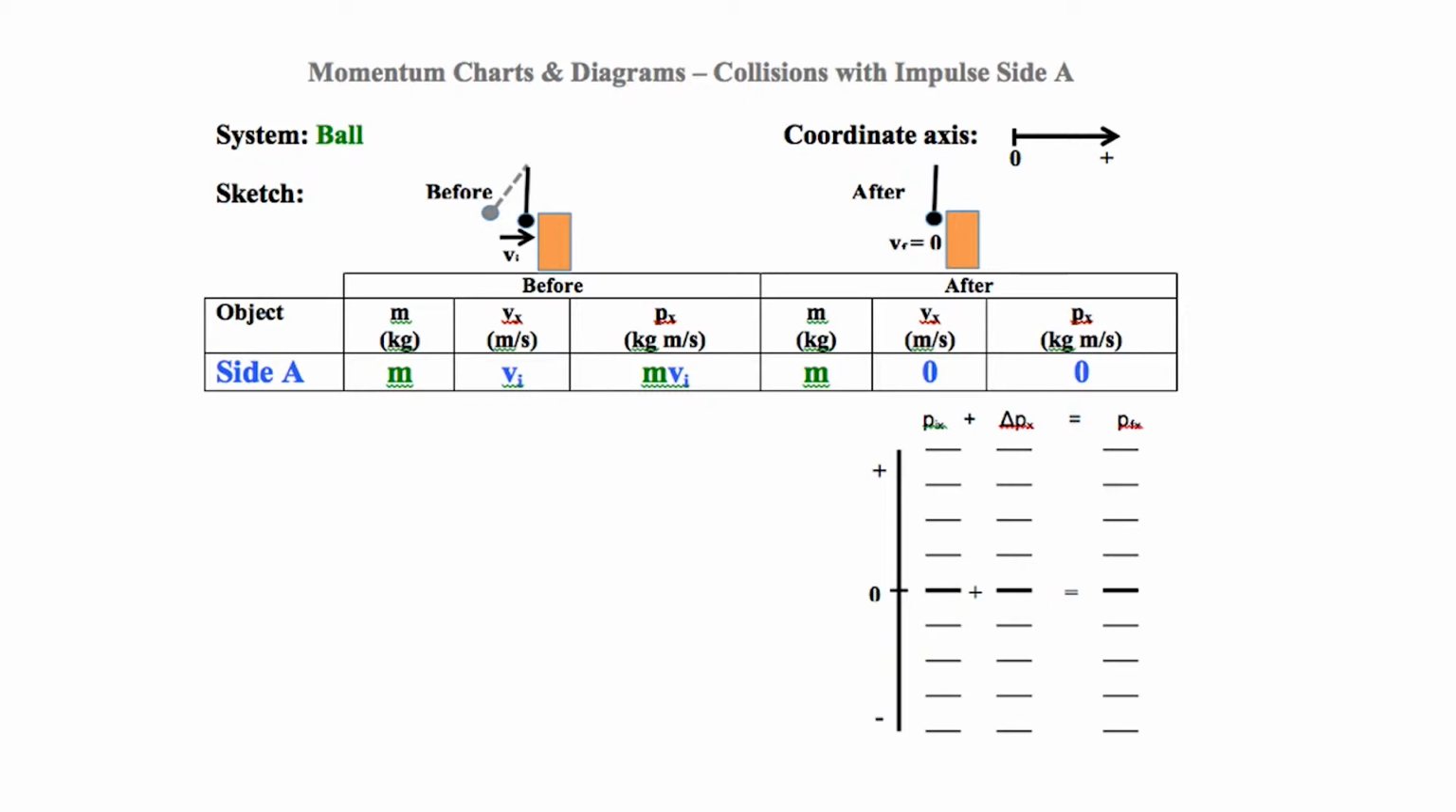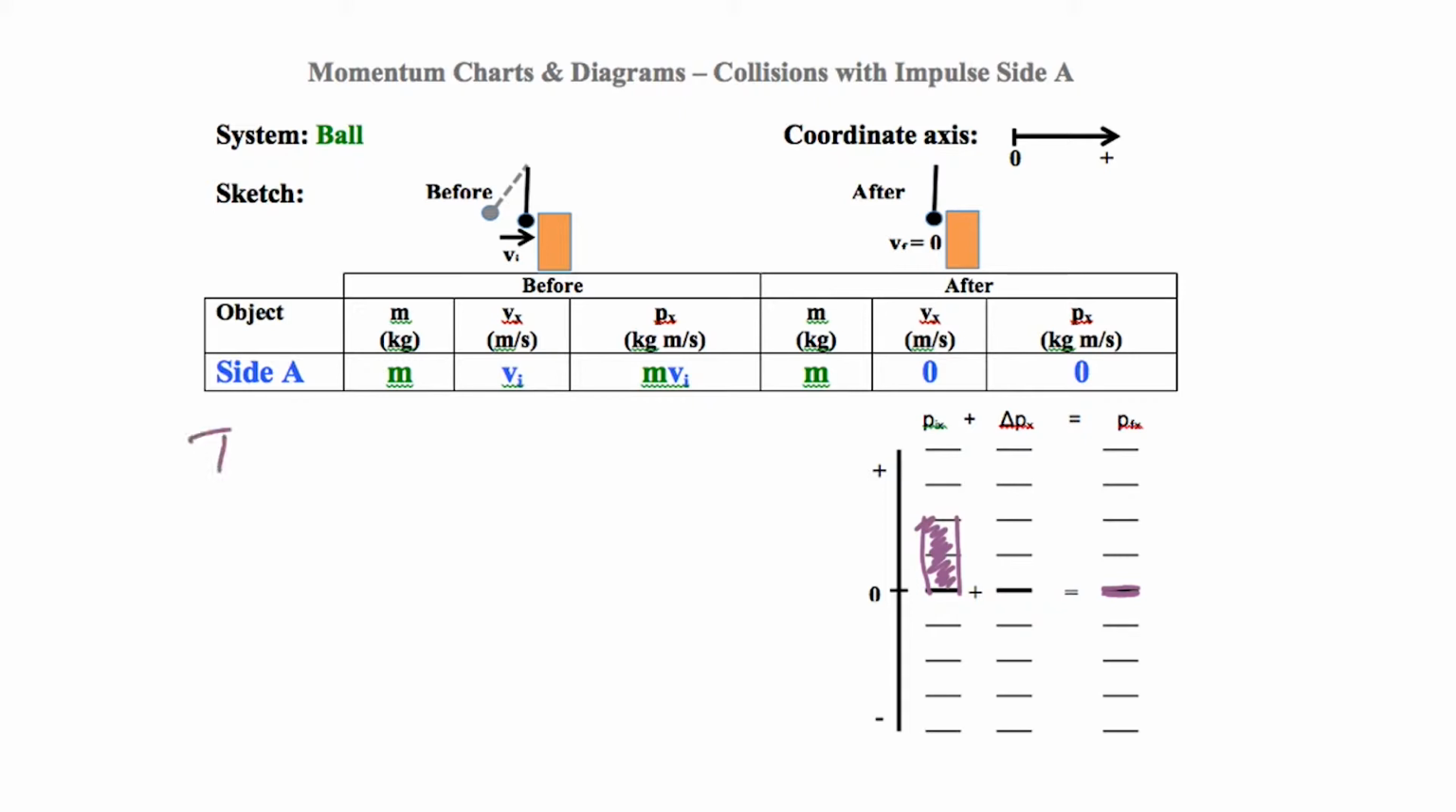The after picture takes place immediately after the ball strikes the block. Side A does not bounce. We have no velocity after the collision. This gives us a final momentum of 0. Now we'll fill in the momentum bar chart. Since we don't have numbers, I'll just shade in 2 blocks for the initial momentum. I'll darken the 0 line for the final momentum. Clearly the momentum has changed, and we need to represent that change on the chart.